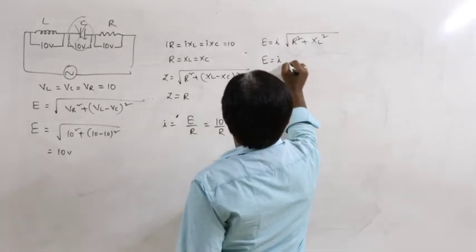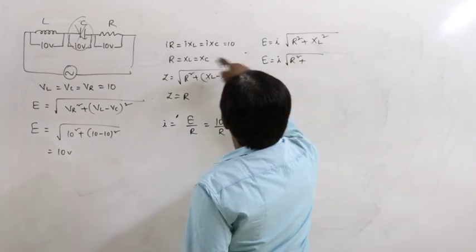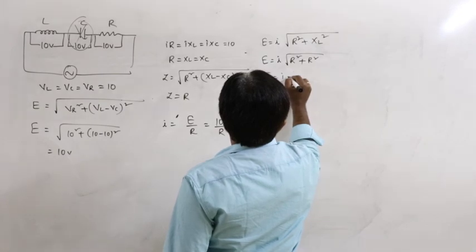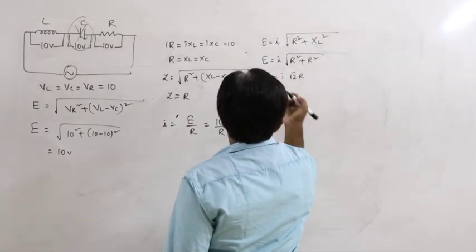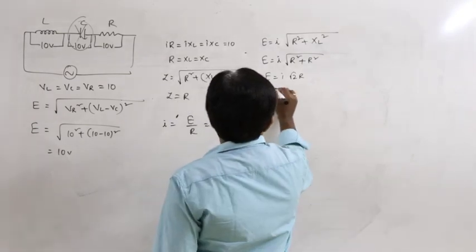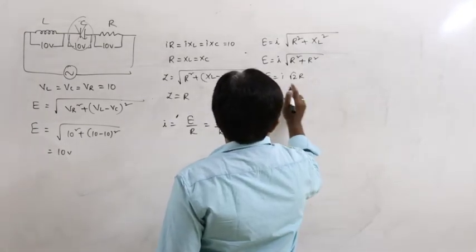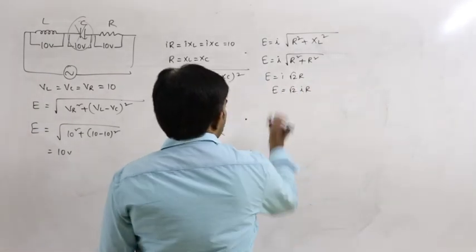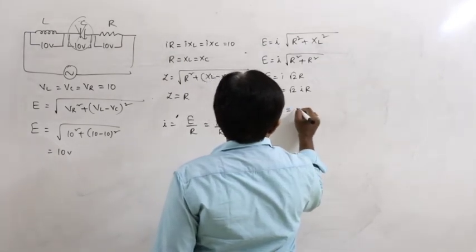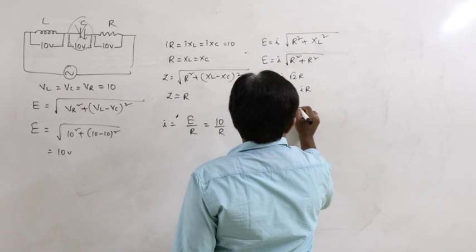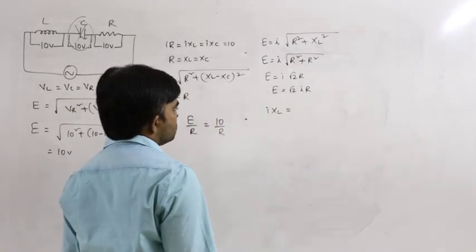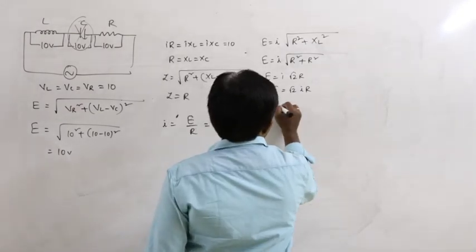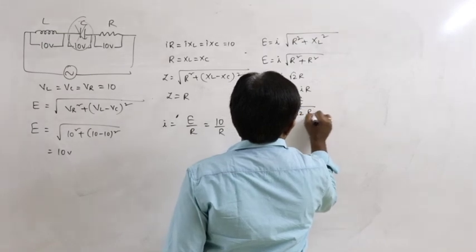So E equals I into square root of R square plus XL square, but R equals XL, so E equals I into root 2 R. E equals root 2 IR. But the potential across the inductor can be written as IXL. This is the net potential, so we only have to find the potential across the inductor. I equals E by root 2 R.